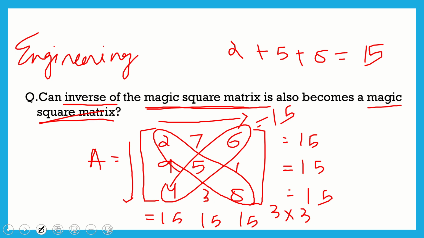So ultimately it's saying that I have to find the inverse of this square matrix, and I have to check whether it satisfies the condition of the magic square matrix or not. What is that condition? The condition is that in every column addition, row addition or diagonal addition, the sum of the elements will be the same. This is the main meaning of this question.